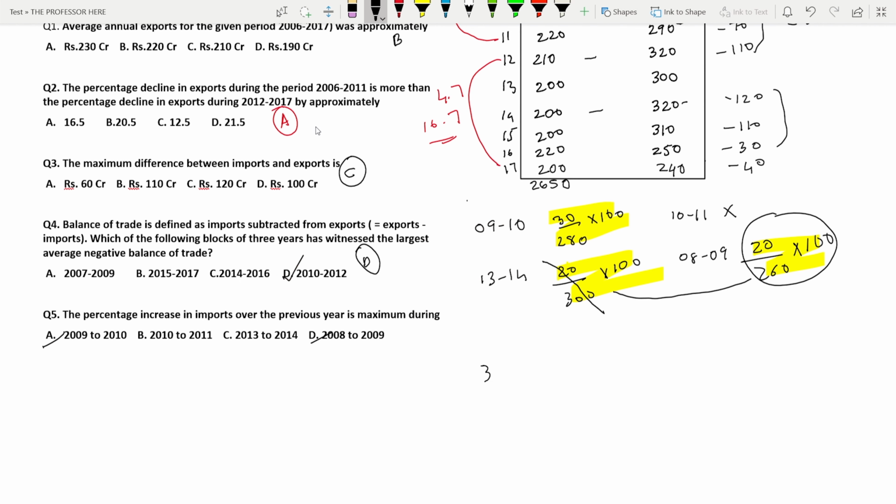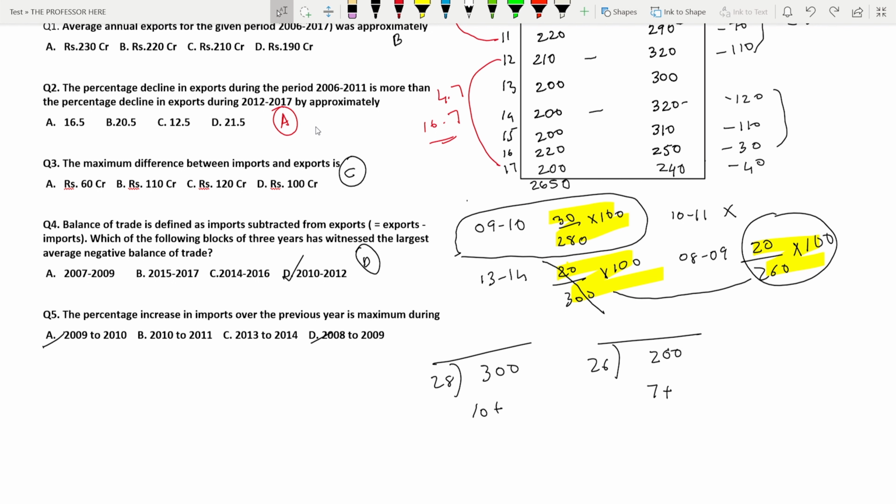So option A is 300 divided by 28 and option D is 200 divided by 26. So before proceeding further, you can see that 28 into 10 is 280. So this value is greater than 10 and 26 into 7 is less than 200. So this value will be somewhere around 7 plus. So option A, 2009 to 2010 is the answer here.